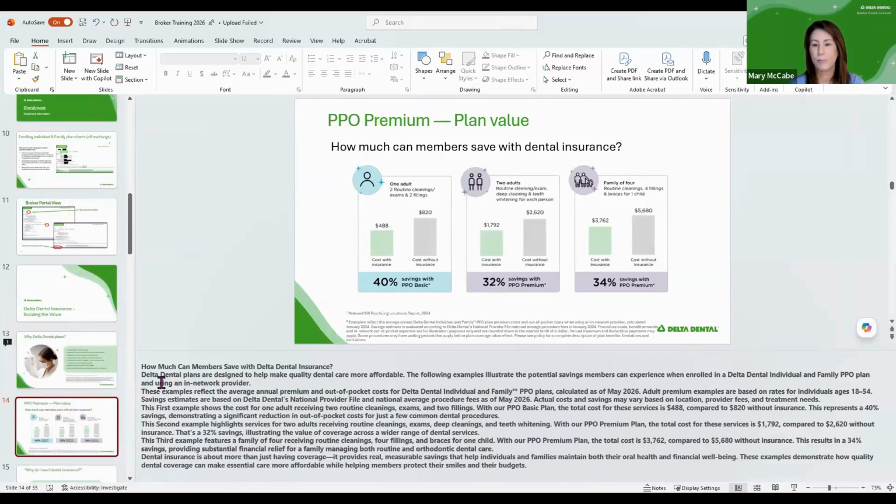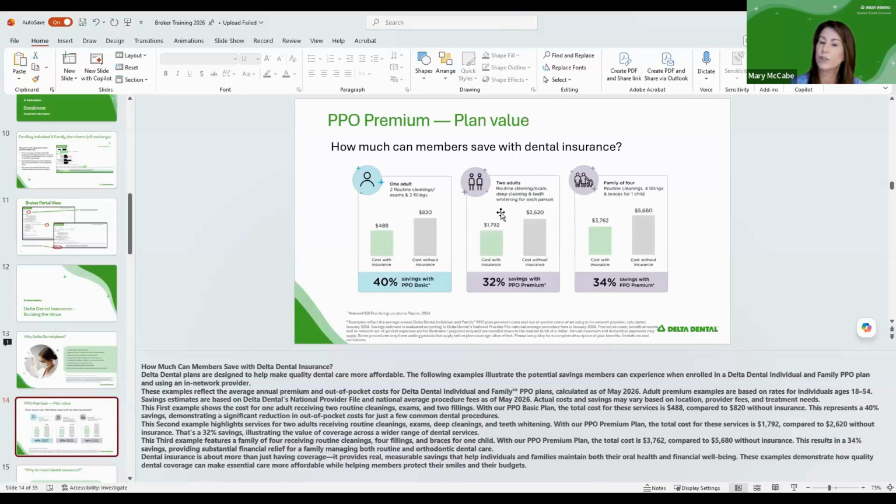So how much can members save with dental insurance? We wanted to be able to give you an overall example. So this first example, these are with our PPO premium plans. So the first example is one adult. They got 2 routine cleanings, exams, and billings. So the cost with insurance is $488, but without insurance, it's $820. So they save 40% with having Delta dental coverage.